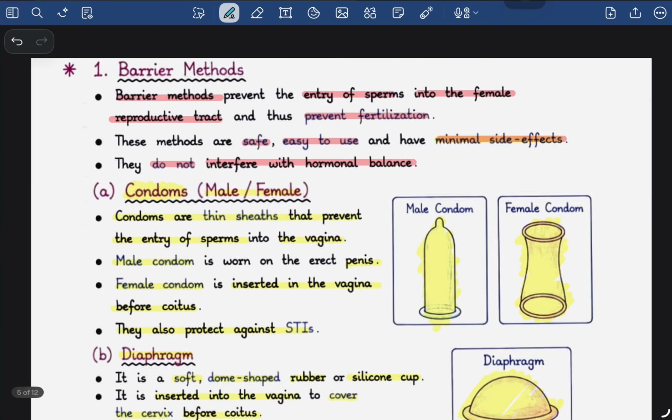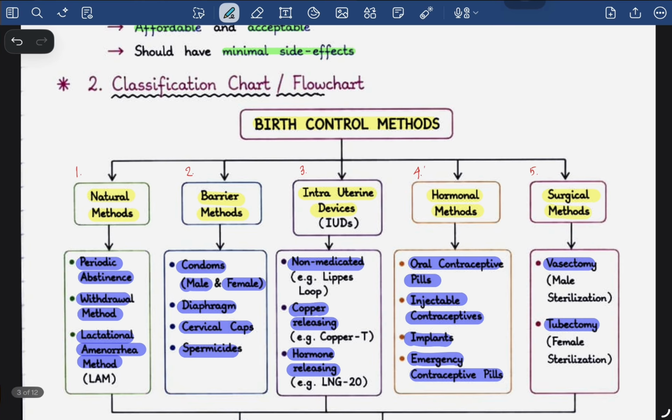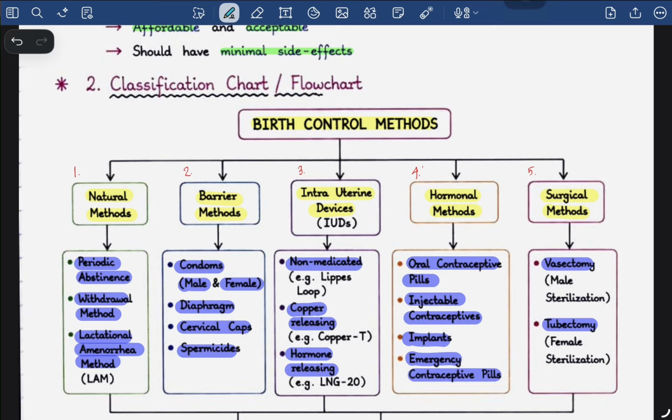Let me go to the first page. Yes, this one, natural method, in which we have discussed periodic abstinence, withdrawal method, lactational amenorrhea method. In case of barriers, we have discussed condoms, diaphragm, cervical cups, and spermicide. In case of IUDs, we have discussed non-medicated ones, copper releasing ones, and hormone releasing ones. In case of hormonal method, we have seen oral contraceptive pills, injectable contraceptive, emergency pills. In case of surgical method, we have seen vasectomy and tubectomy.